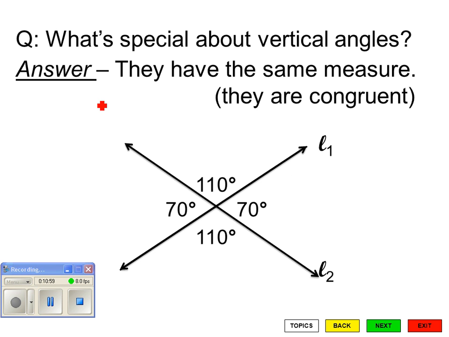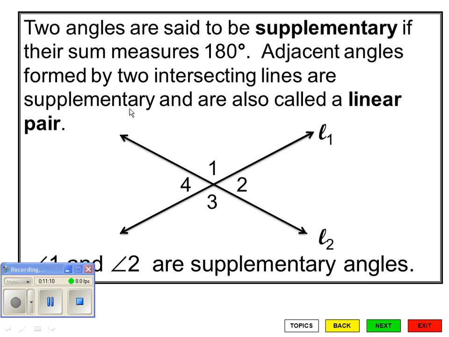We already talked about this, so I'm going to skip over this. Vertical angles are always congruent. These two are always congruent. These two are always congruent. All right, I'll give you a second. Go ahead and write this down.